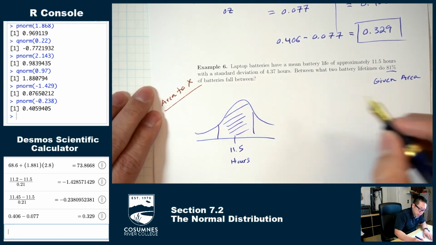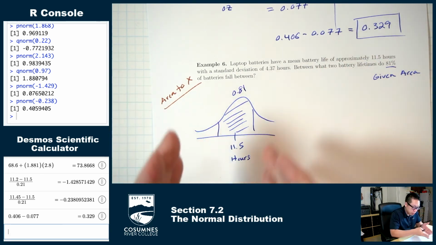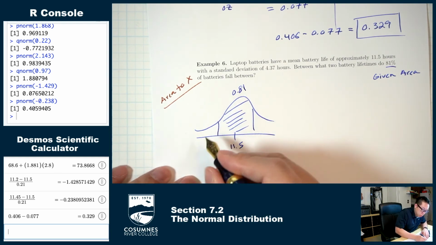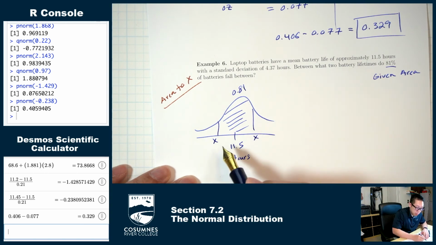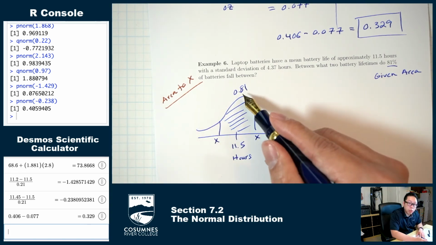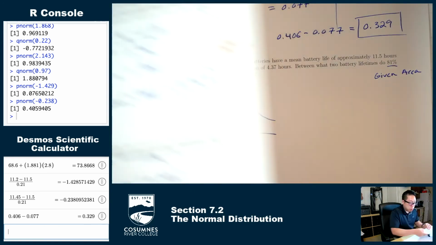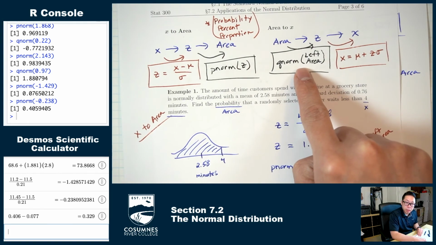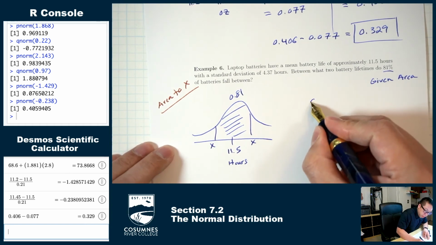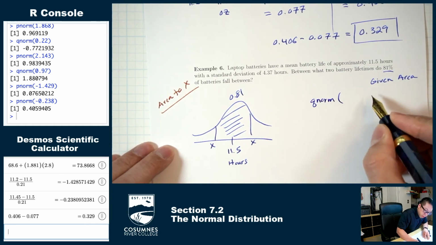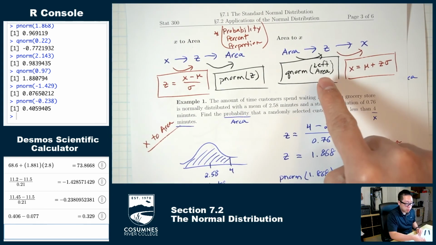Okay, 81% as a decimal is 0.81. So I have an area in the middle that's 0.81, and I'm looking for these two battery lifetimes, right, which are x's. Look for two x's that have an area of 0.81 in the middle. This is an area to x. My workflow tells me I need to do Q norm and then this x formula. So Q norm, you always have to feed it the left area.